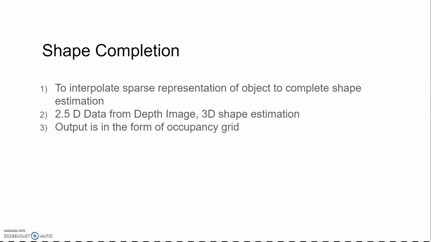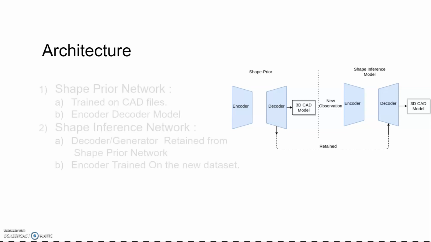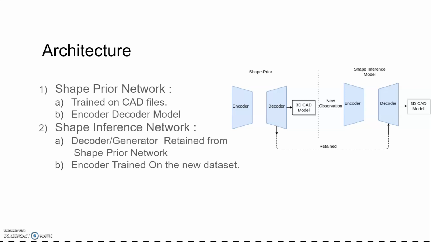The aim of the shape completion network is to interpolate between 2.5 dimensional point cloud data to 3D shape of the object. For shape completion, we use a variational autoencoder architecture. We use two models, namely shape prior and shape inference model. A shape prior network is trained on the synthetic dataset of CAD files. Shape inference model is used to transfer the learned features from the synthetic dataset into the real-world scenarios. The observations from the KITTI dataset are used to train the encoder to learn the embeddings into the latent space. We retain the decoder from the shape prior model into the shape inference model.